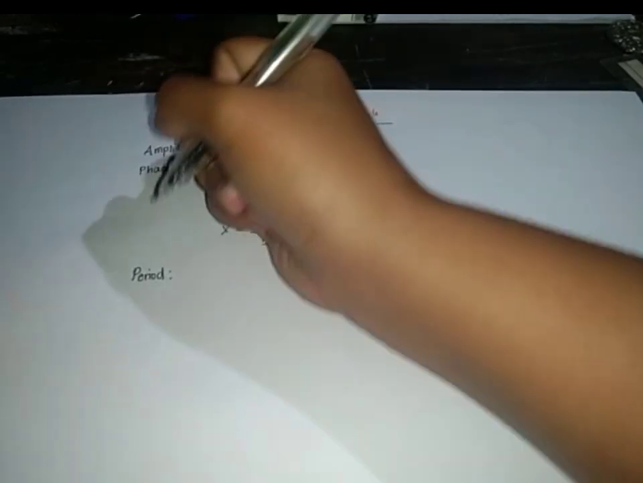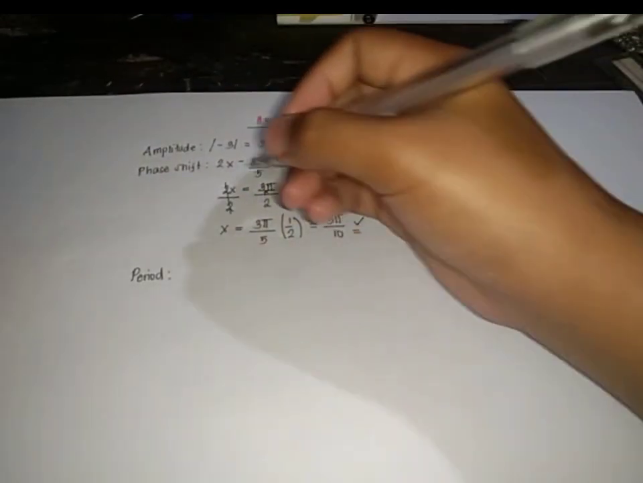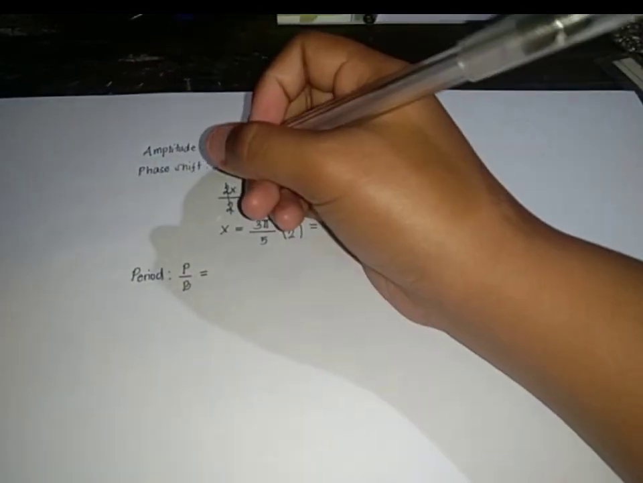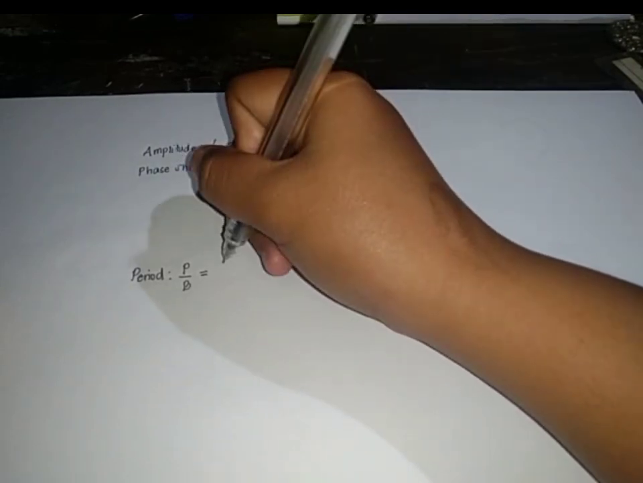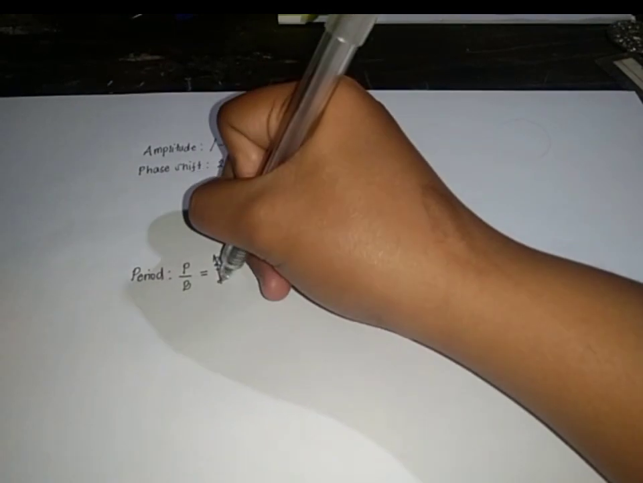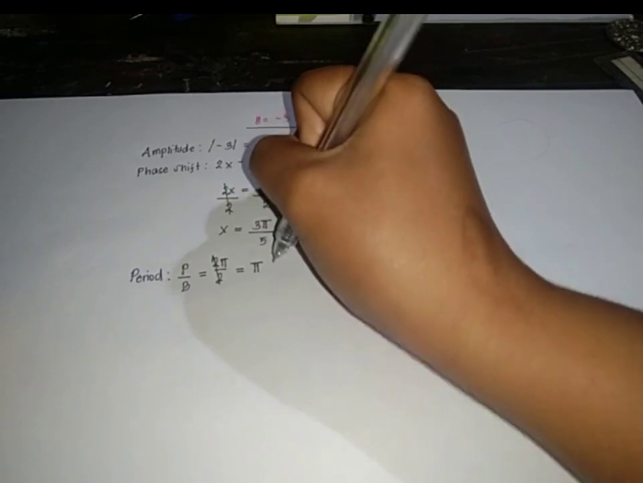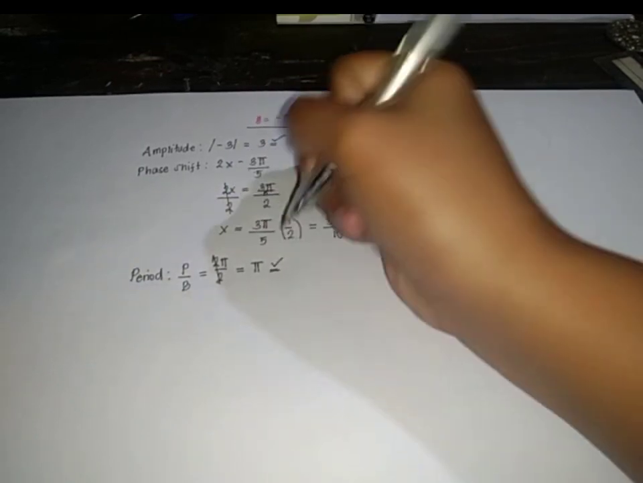Next is the period. In finding the period, we have 2 pi over B. As you can see, our B, so we need to cancel out this, for us to get the period we have pi.